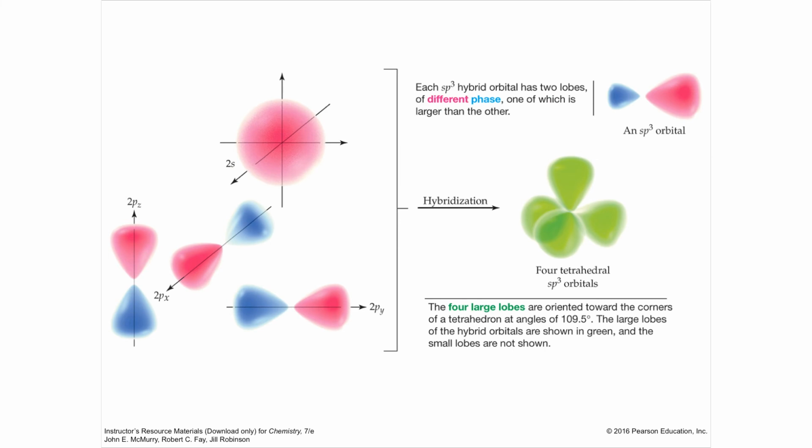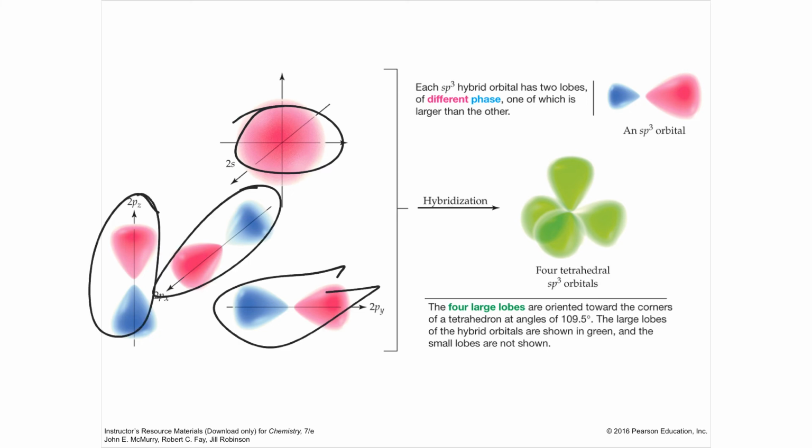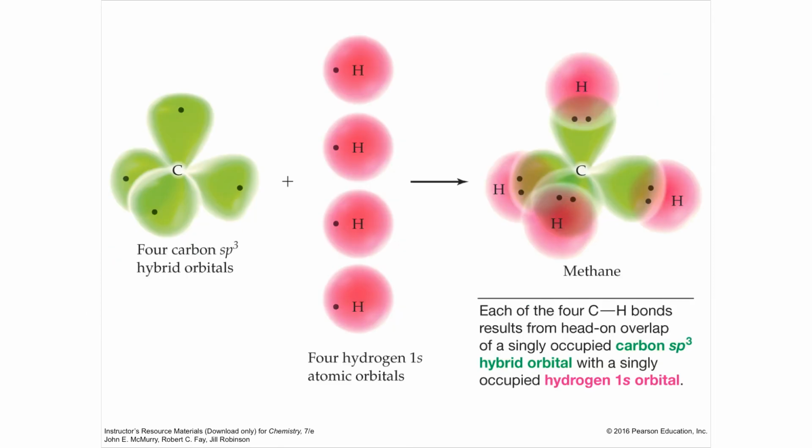Okay, so here's the same view. You have an S, you have all 3 p's. So you have 4 orbitals to start with. You make a lopsided one just like we saw, an sp3 orbital. You tie them together at the knot, and you end up with a tetrahedron shape. And that's what you see with carbon. It makes tetrahedron shapes all the time.